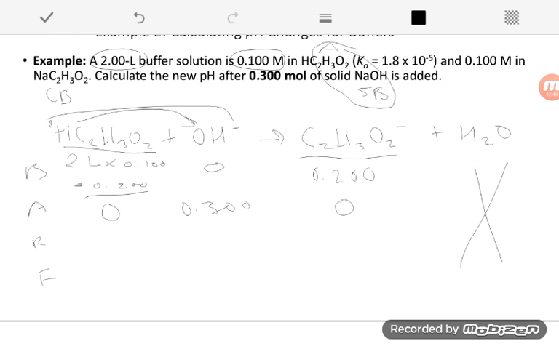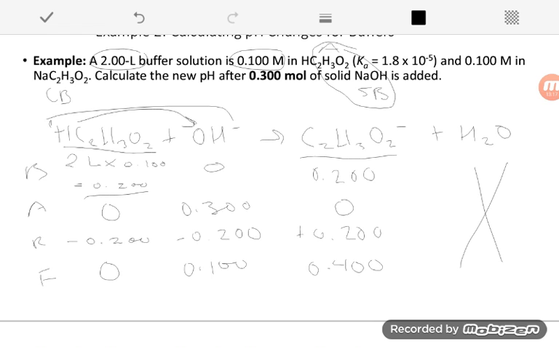So I always pick the smaller number and react. That's my limiting reagent. So I'm going to react 0.2 moles, which means I'm going to produce 0.2 moles over here. So this time I end up with 0 of the acetic acid. I still have 0.1 molar of this, and I end up with 0.1 moles of the hydroxide, and I end up with 0.4 moles of the acetate ion.